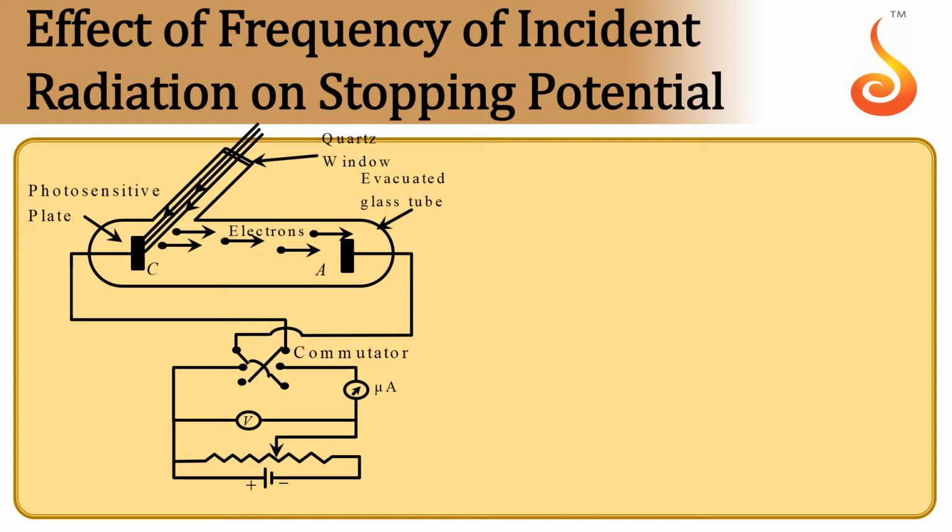The intensity of incident radiation at each frequency should be adjusted in such a way that the current in the circuit should remain constant by keeping the anode plate positive. So the first parameter is intensity. Intensity should be constant, so the current in the circuit will be constant as long as the anode plate is positive.